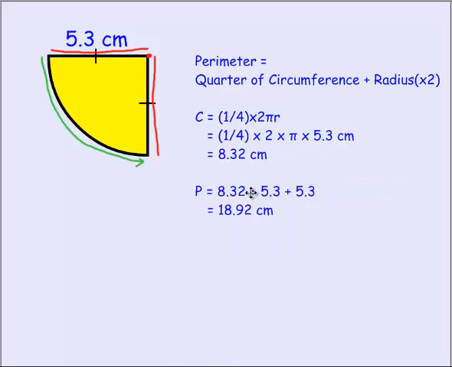To get our total perimeter, it is our 8.32, or the quarter of a circumference, plus 1 radius, plus another radius, to give us 18.92 centimeters as the total length around this quadrant here.